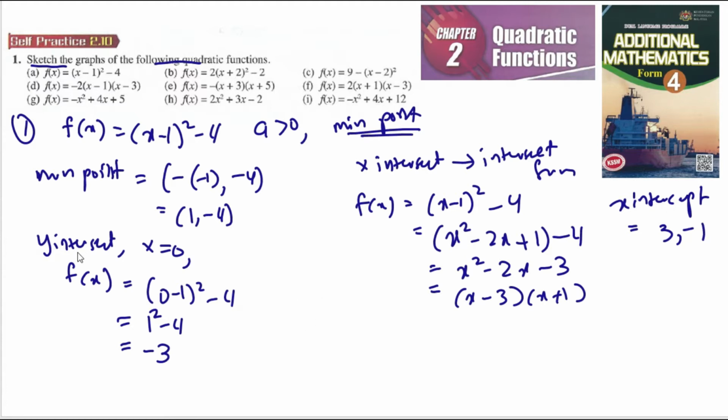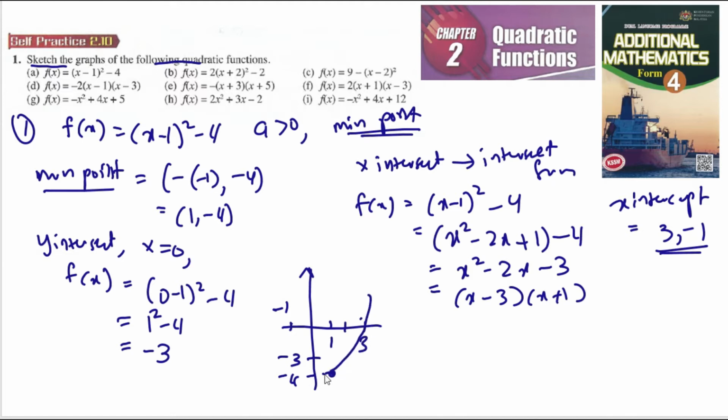So we can draw the graph. So we have the minimum point. The y-intercept is negative 3, and then the minimum point is 1, maybe here negative 4. So this is the minimum point. This is the y-intercept, and then the x-intercept is 3 and negative 1. So here is negative 1, and maybe here this is 1, this is 3. So 3 and negative 1. So something like this, where the minimum point is 1, negative 4.